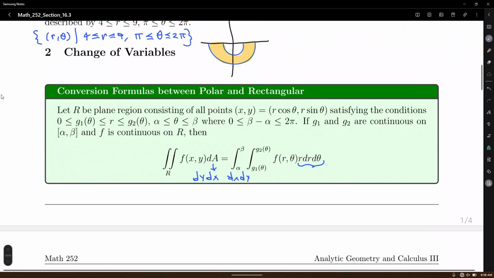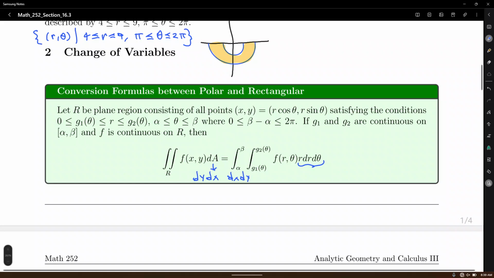And then this dA will become r dr d theta, which I'm going to show you geometrically where it's coming from. Later at the end of the chapter, when we get to the generalized change of variables, the Jacobian, we will learn how this r is the Jacobian. What is that? We will see about it later.